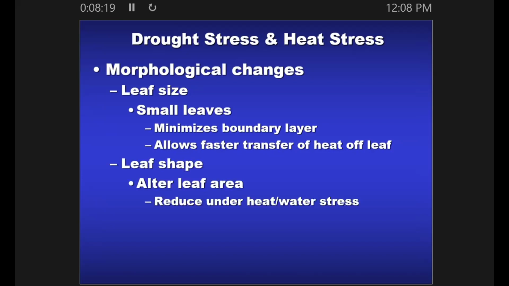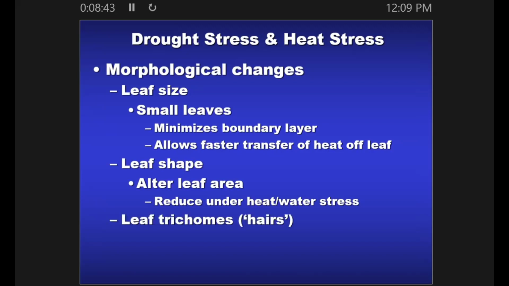Shape. So not only the size, but the shape of the leaf. They tend to morph into a design that can promote smaller surface area so that they're just, again, not exposing as much of their body to the heat and trying to minimize heat loss or water loss.